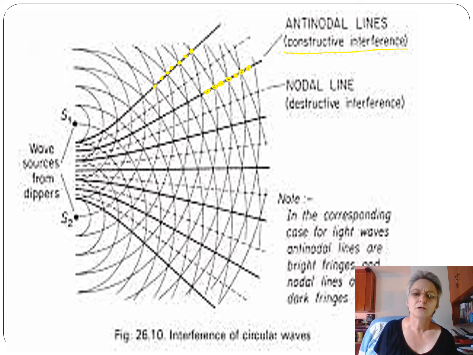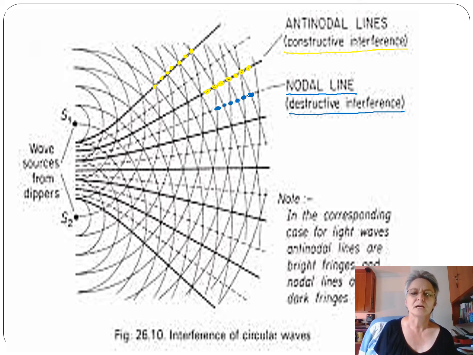If I follow one of these other broken lines called nodal lines, they occur because of destructive interference. So let's see. Here a crest and a trough meet. There a crest and a trough meet. Crest and trough meet.